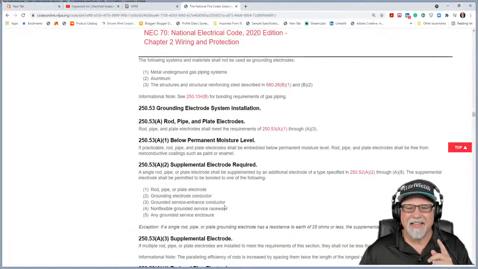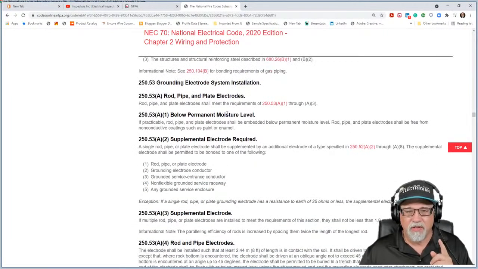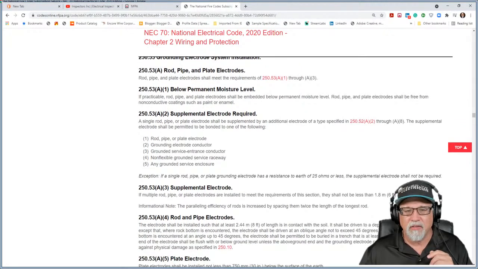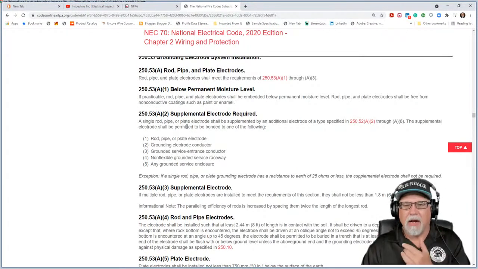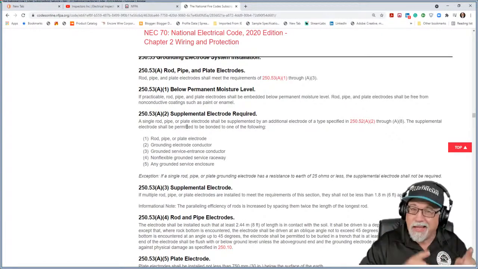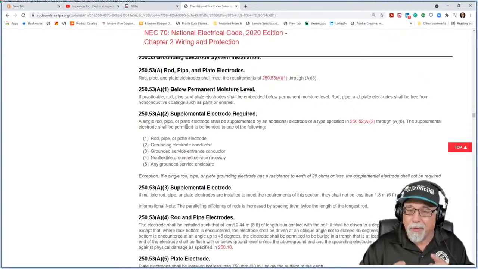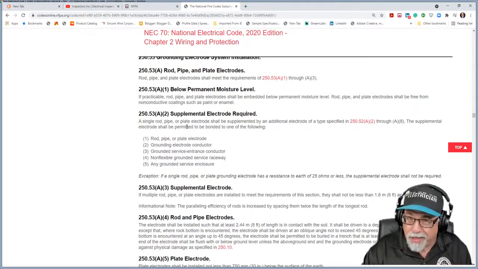And when it talks about the installation, this is where you see the installation requirements in 250.53. It gives you the applications under 250.53, how it's to be installed, whether or not you have to actually supplement a ground rod or pipe or plate. But did you know that?